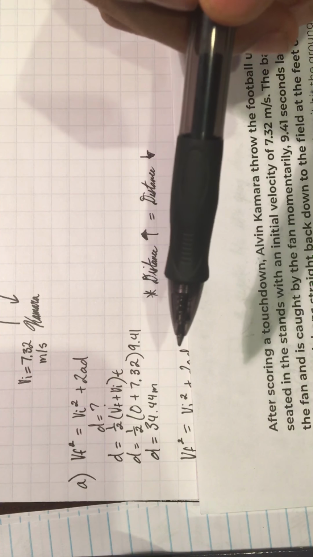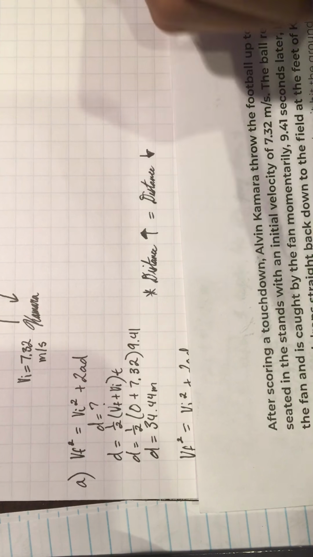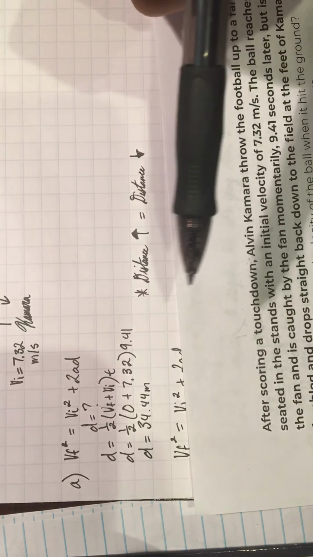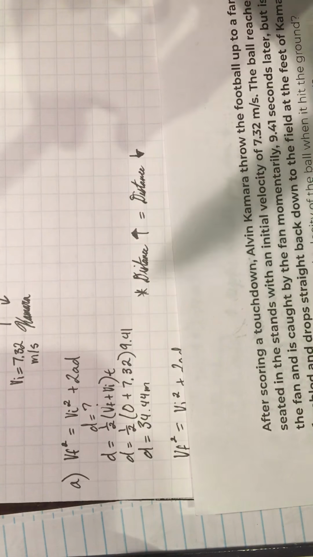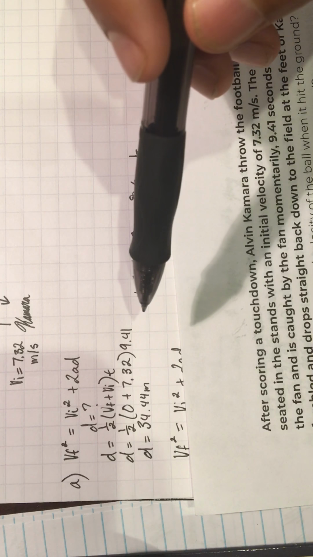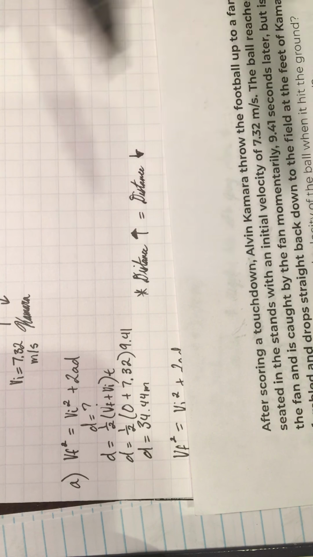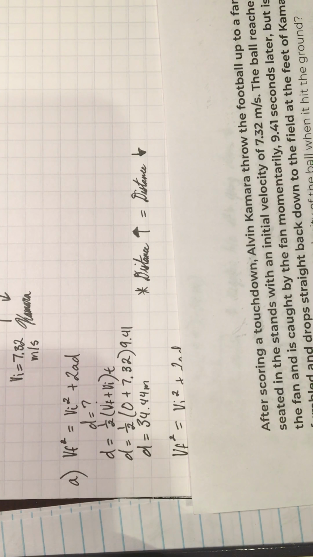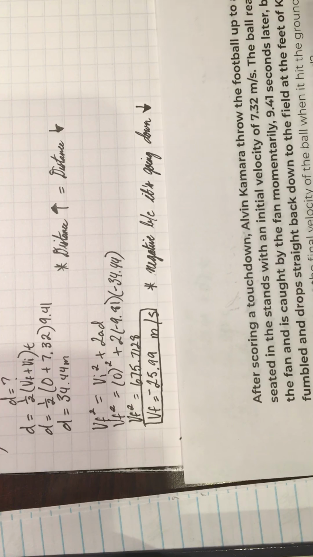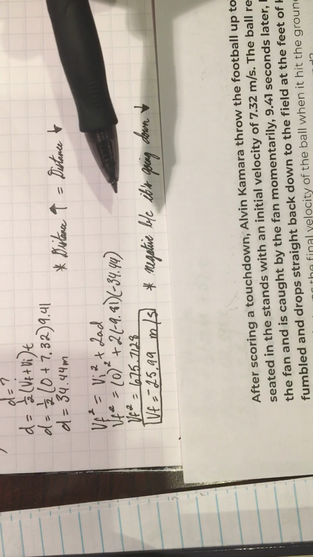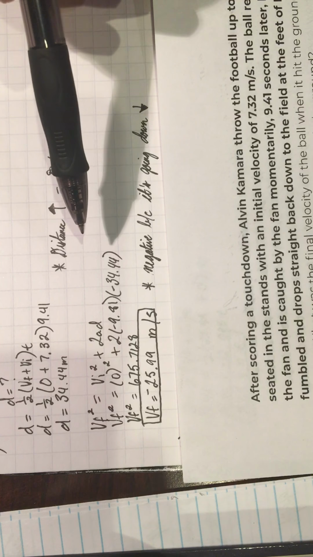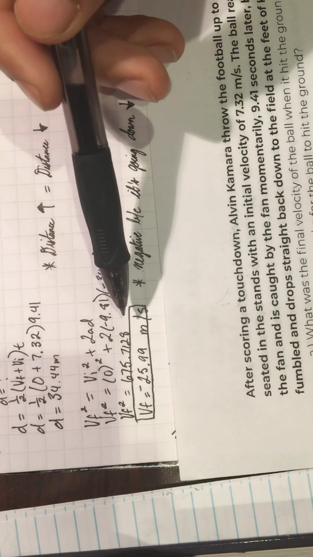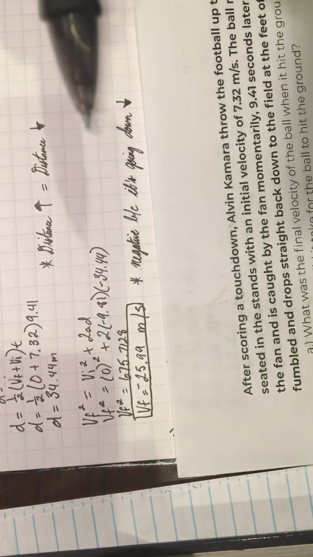So d equals 1 half (vf plus vi) times t. So we just plug in everything we already know. We know that final velocity is 0, initial velocity is 7.32, and 9.41 is our time. And then when we solve that and plug it into our calculator, we get about 34.44 meters. Using that, we use the distance and plug that into the equation for final velocity. And what happens is that we get about 25.99 meters per second.